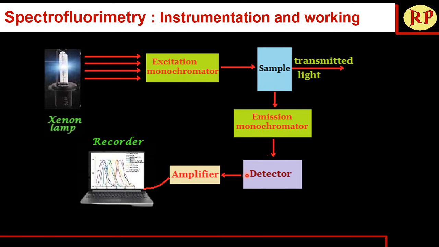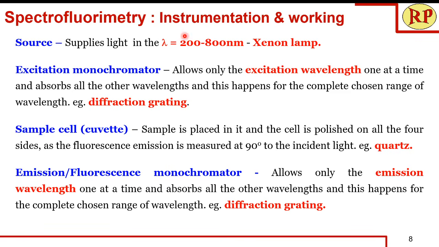And the detector, normally a photomultiplier tube is used, and it generates current proportional to the intensity of emitted light. And if the signal is weak, an amplifier is used to amplify the signal, and the recorder records the emission and excitation spectrum. We can see it in detail.